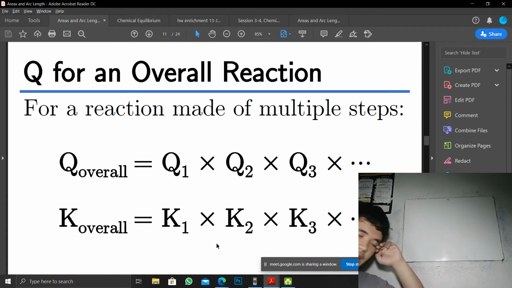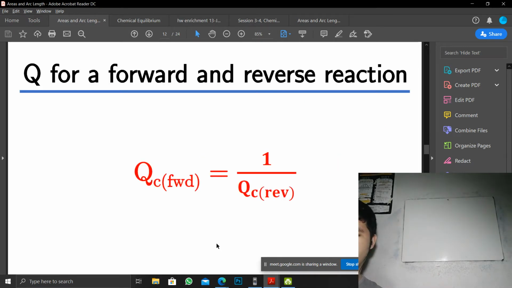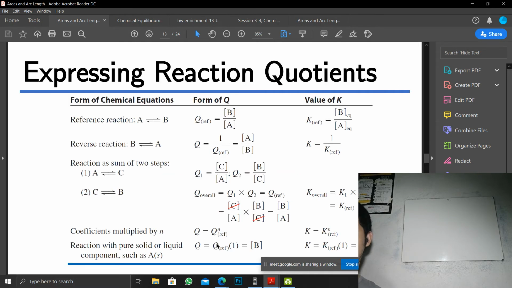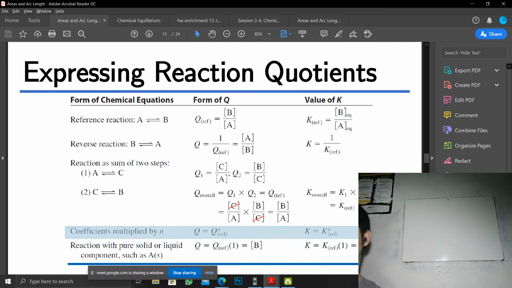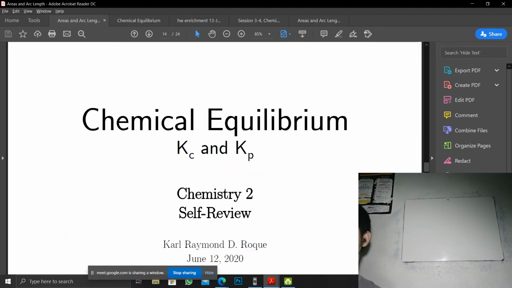calculation. Then, siguro naalala niyo naman to, Q overall, K overall, kapag made of multiple steps, multiply lang natin lahat ng Q. Then, for a reverse reaction, reciprocal sila ng isa't isa, no? Then, ito yung summary natin. Okay, there we go. Then, tanda natin, kapag merong coefficients, tinitake account din natin yon. Yung buong expression natin, we raise it by that exponent. No? Okay.